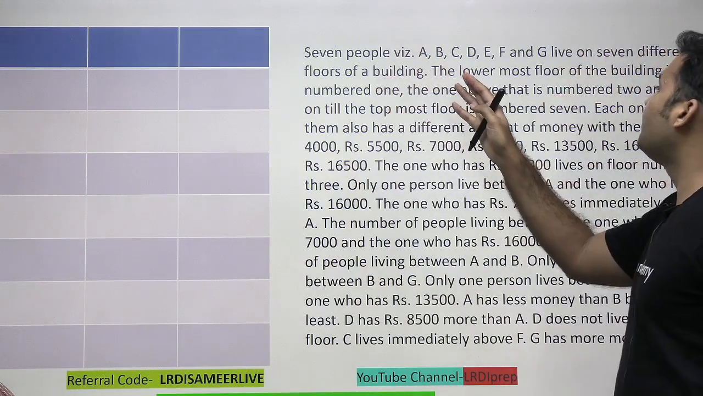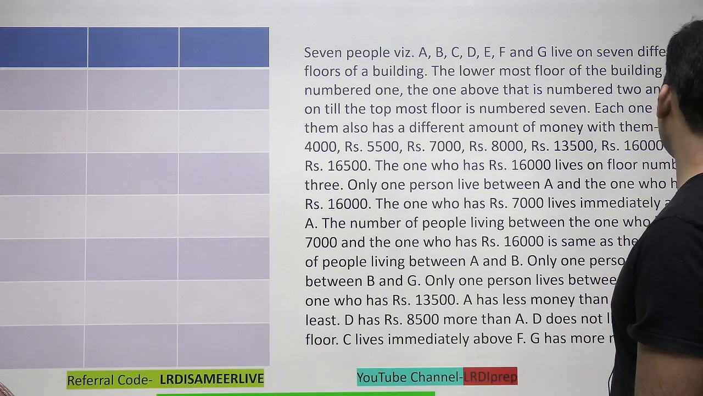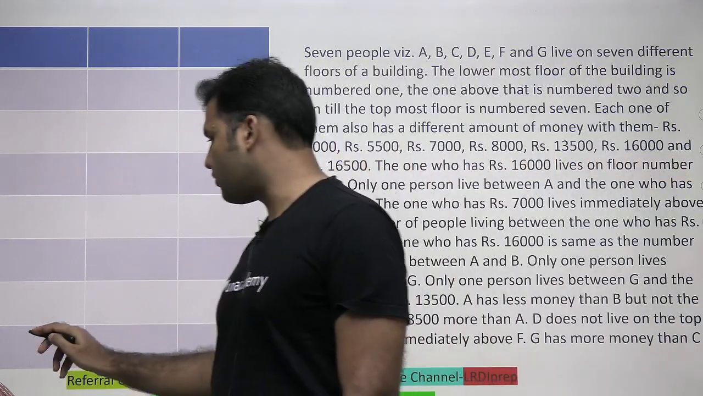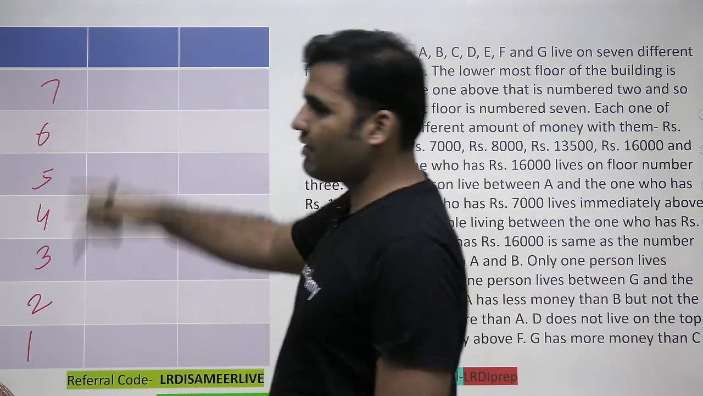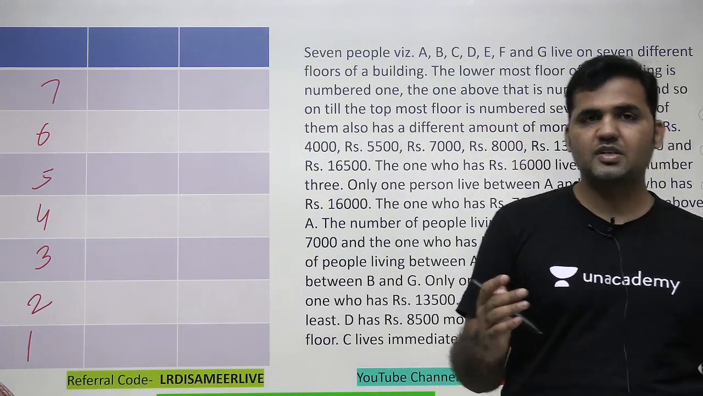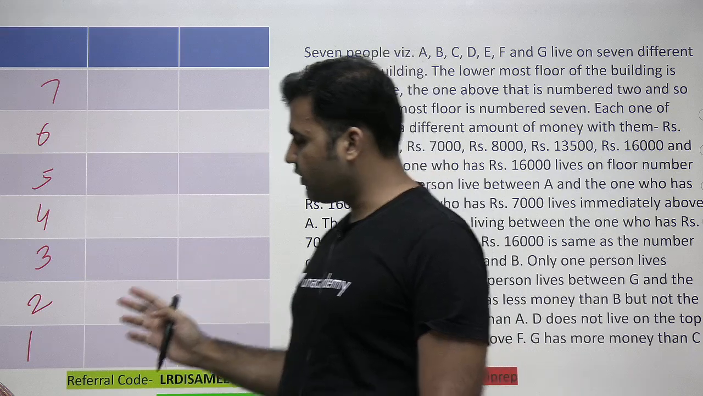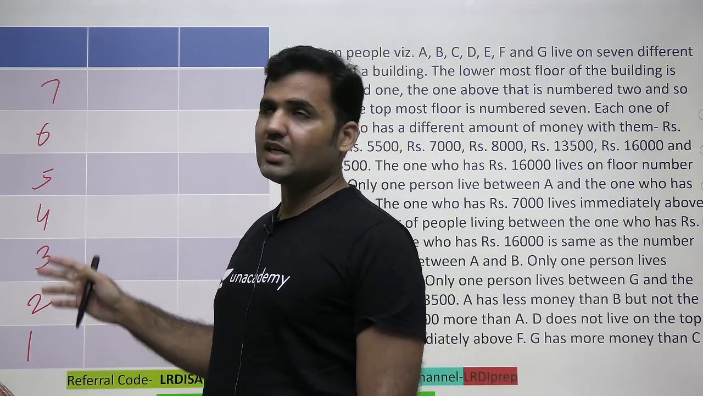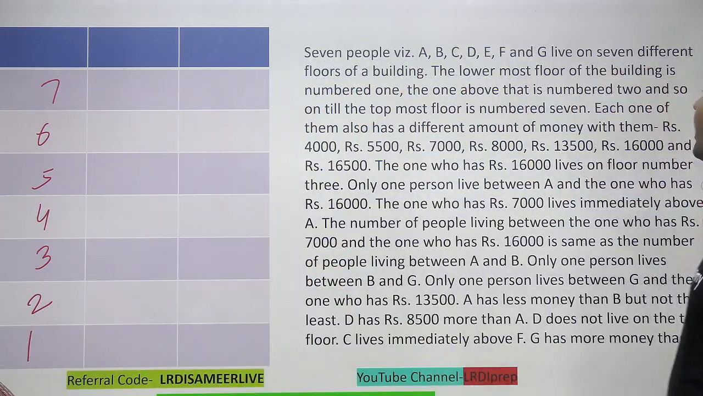7 people, A, B, C, D, E, F, and G live on 7 different floors of a building. So I have 7 floors, numbered 1, 2, 3, 4, 5, 6, 7. Whenever you're solving floor-based reasoning, it's the standard information that the lowest floor is called floor number 1, and the second one is called floor number 2, and so on. So start from 1 to 7, write down all the numbers from bottom to top, and then just quickly go through this information.